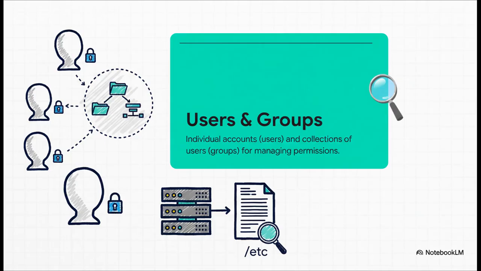And it all begins with two simple concepts: users and groups. A user is just one person, one account. A group is basically a team. So instead of giving 5 different developers access to a log file one by one, you just grant access to the developers group. Boom, done. It's all about efficiency. And all of this information, by the way, is just stored in a few simple text files right there in the etc directory.